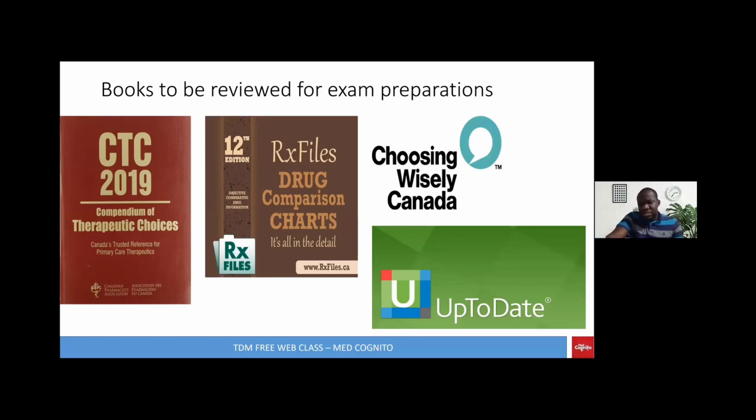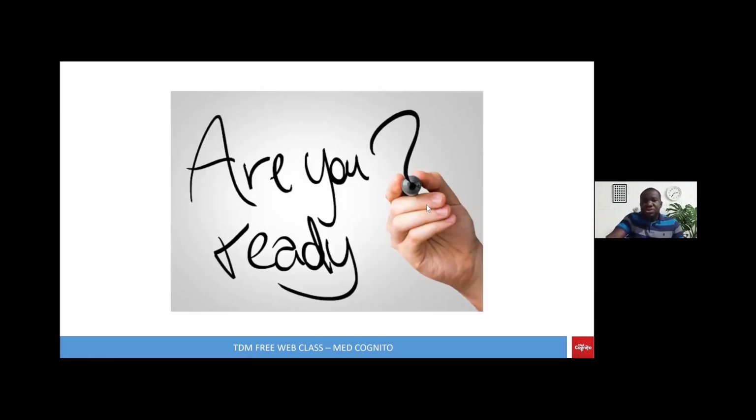So what books do we recommend to our candidates to use for TDM? The Compendium of Therapeutic Choices, CTC, RX Files, Choosing Wisely Canada, and of course, UpToDate. Okay, there are so many other resources as well, but we prioritize these 4 and we supplement with other resources as well. So are you ready? Now the question is, for those of you who are preparing to take the TDM in January, my question to you is, are you ready? And that's an important question that we must all ask ourselves.